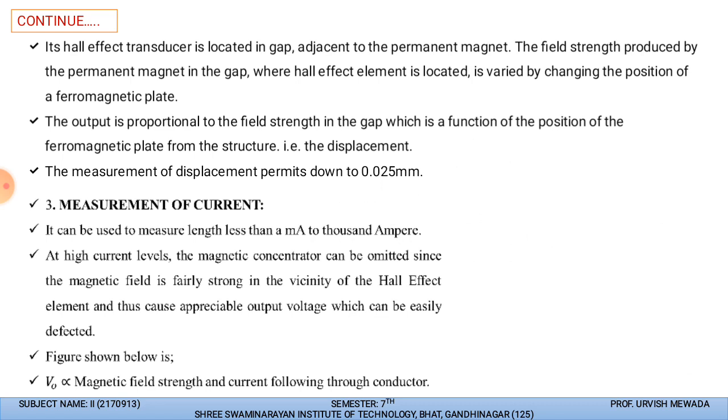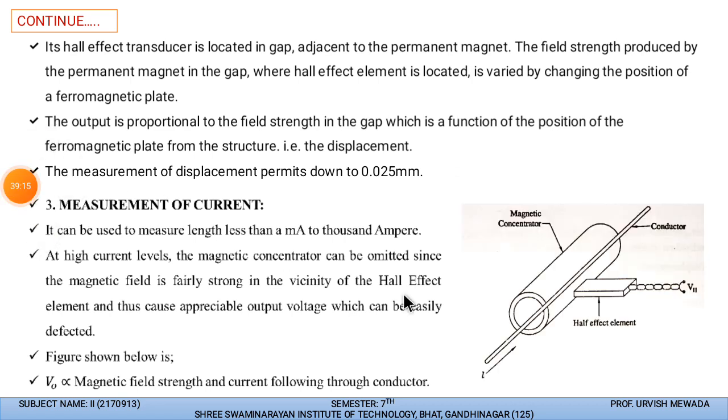Now, measurement of the current. Let us discuss the measurement of the current. In the measurement of the current, we have such an arrangement. The conductor is passed through this hollow part, and on the surface of this hollow part we have the Hall sensor, which is the Hall effect element, mounted on the surface, and this is the magnetic concentrator, on which we have the magnetic field. It can be used to measure current from less than a milliampere to 1000 amperes.